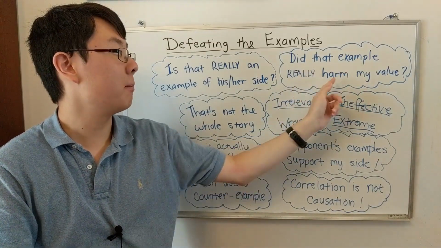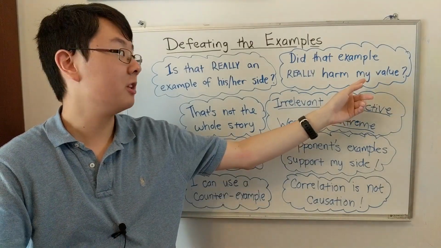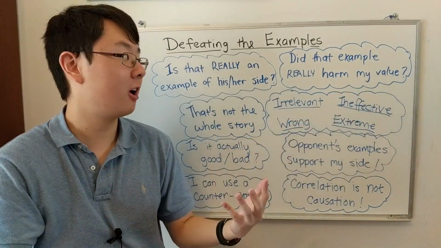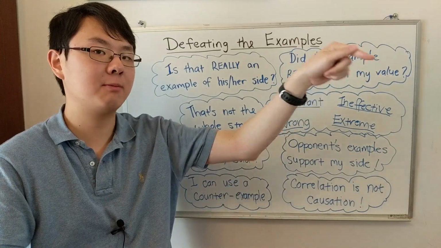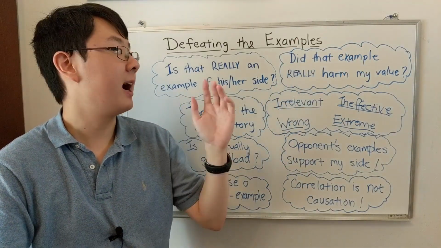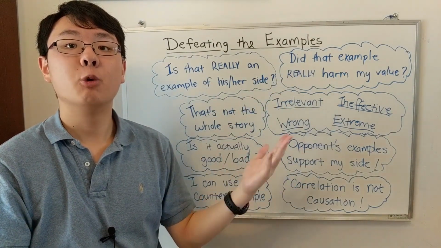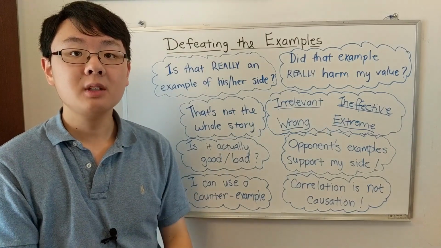Or it can work the other way. You can ask, did that example harm my value? If the opponent has given an example of how your value is bad, you can do the same thing. Did that example really harm my value? That wasn't actually an example of my value being bad. That was an example of something else. My value is fine. So just ask, is that really what you're saying it is? That's basically what it boils down to.